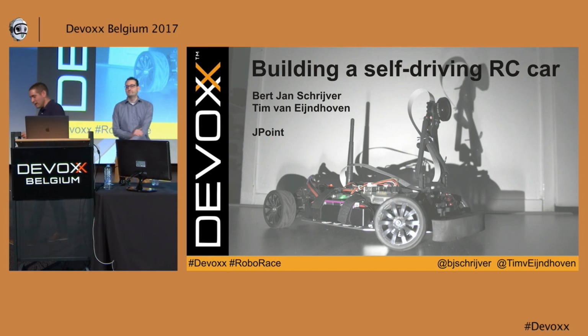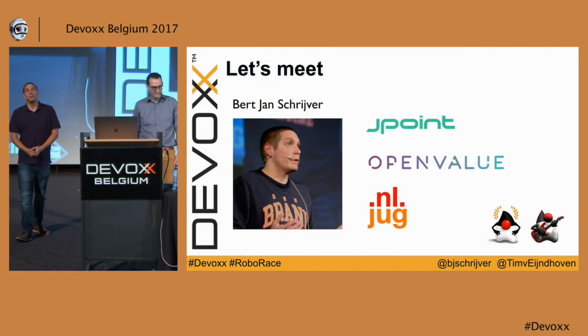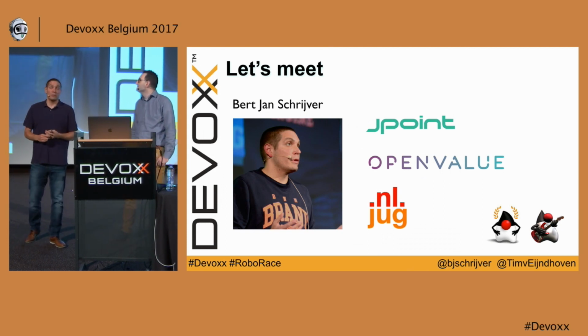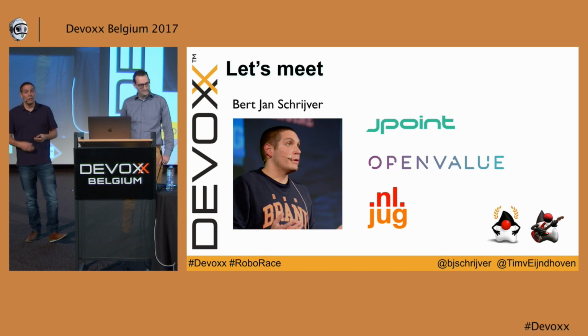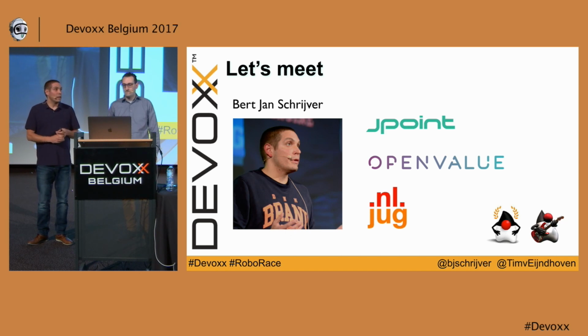So let's start with the beginning. My name is Bert Jan Schrijver. I'm a software craftsman at JPoint in the Netherlands. And at JPoint, we typically build stuff for various clients throughout the Netherlands using Java, web stuff, and other stuff. I also work at OpenValue, which is a small Java startup in the Netherlands. And I run the NLJUG, which is the Dutch Java user group. I know we're not in the Netherlands, but are there any NLJUG members in here? All right, way to go.